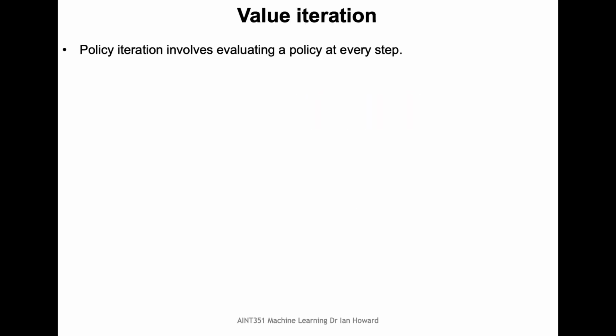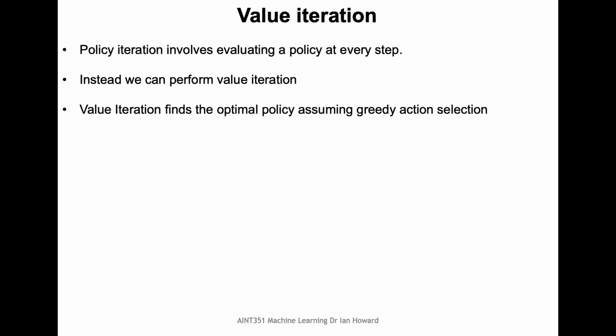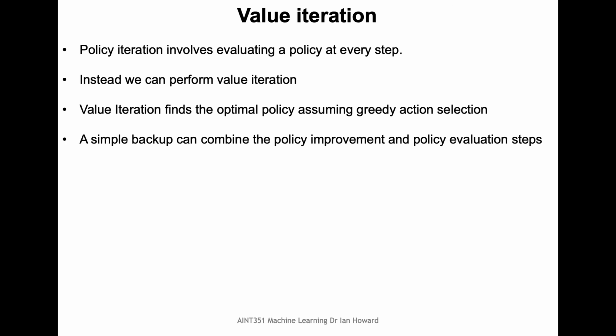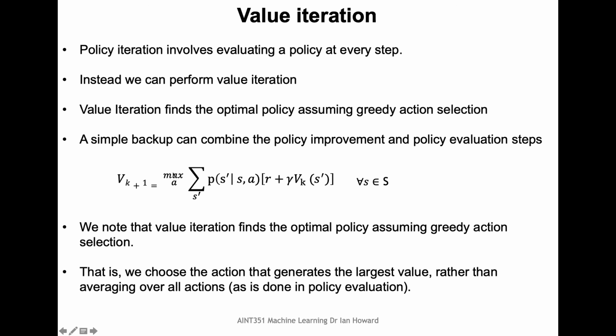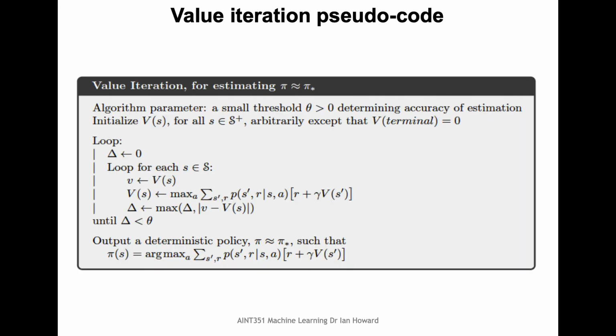We can also do value iteration. The policy iteration we just did involved evaluating the policy at every step, but if we want we could just look at the value instead, and this finds the optimal policy. Again, it's a greedy method using a simple backup. So this time, rather than calculating the value by summing across all actions of the policy, we just choose the action which gives the best value, and do the update in that way.